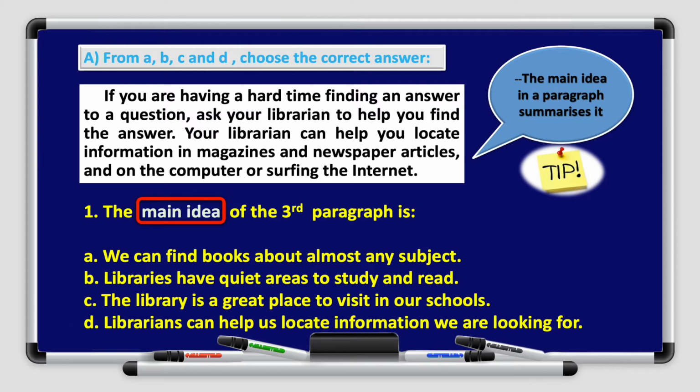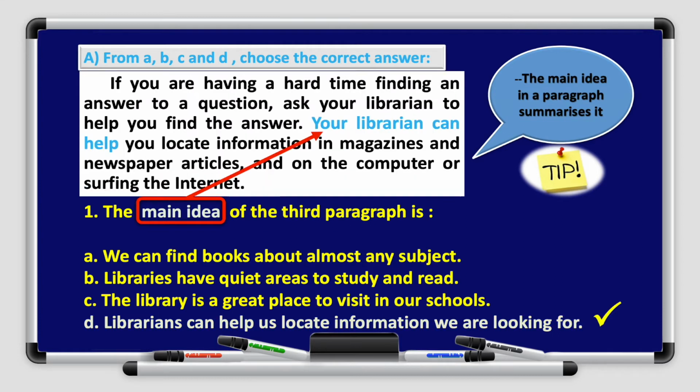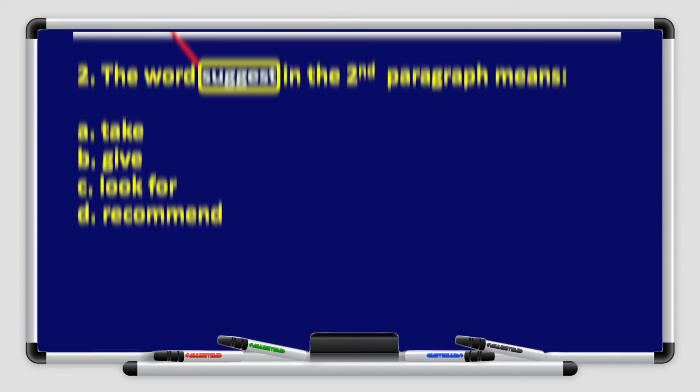So the tip we have here before answering is that the main idea in the paragraph summarizes the whole paragraph. So what is the main idea? It's D, excellent for whoever chose right. Librarians can help us locate information we are looking for. As you can see, it's in the paragraph very clear.